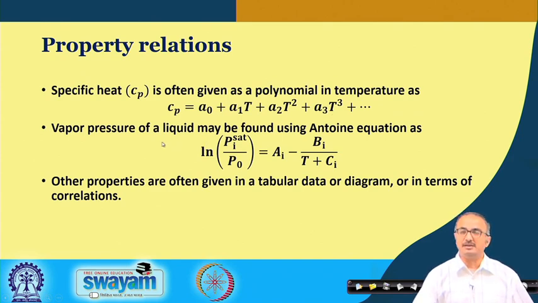And similarly, we have another property, that is vapor pressure, and many times a common equation, the Antoine equation, is used to find the vapor pressure of a liquid. The expression of this Antoine equation is something like this: the logarithm of the saturated pressure, or the vapor pressure, divided by some standard pressure, and then these three coefficients A, B, C are there in this particular form, and again you will find in the literature, in the data source, that these values of A, B, C are given. So, this is another example of constitutive relationships.